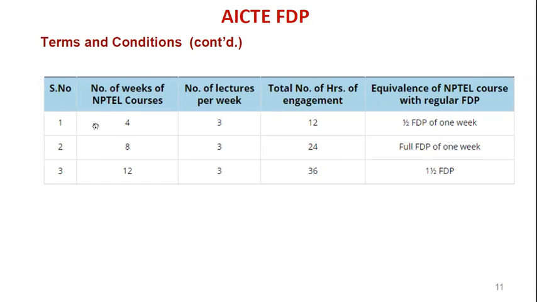NPTEL has three types of courses: 4 weeks, 8 weeks, and 12 weeks. The number of lectures per week is commonly 3 for all of them. Then the total hours of engagement: for 4 weeks, 4 into 3, 12 hours. For 8 weeks, 8 into 3, 24 hours. For 12 weeks, 12 into 3, 36 hours.